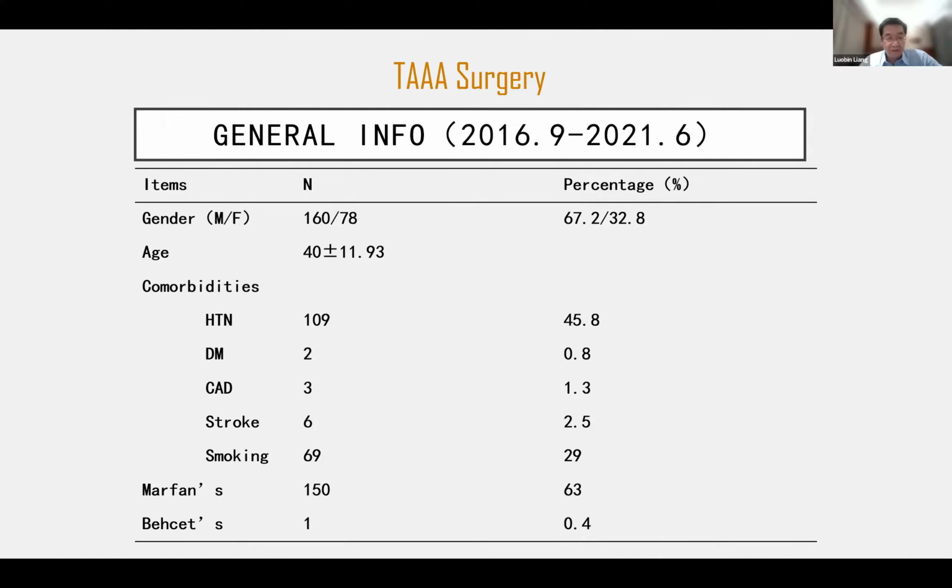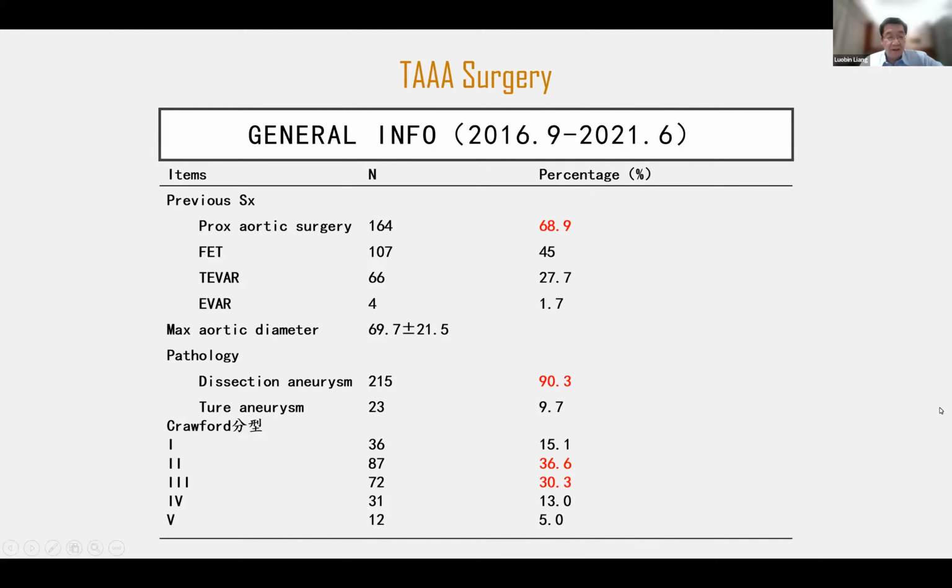We compare the patients with different comorbidities: hypertension, diabetes, coronary artery disease, and stroke or smoking. Some patients have Marfan syndrome. That's the patient distribution, and then the previous surgery the patient has. Most patients have had previous aortic surgery, like 70%. And that's the types of thoracoabdominal aortic aneurysm procedures we've done.